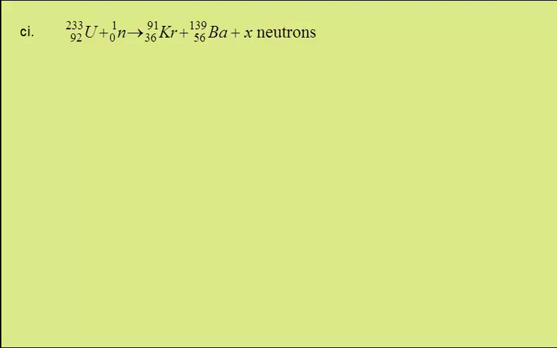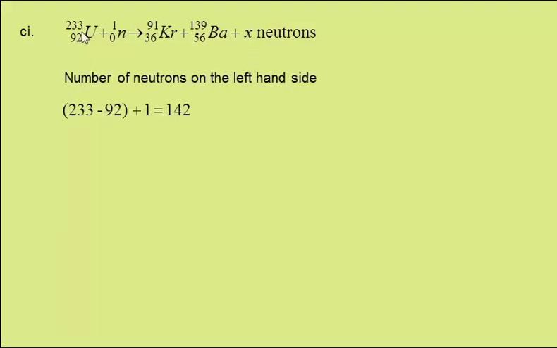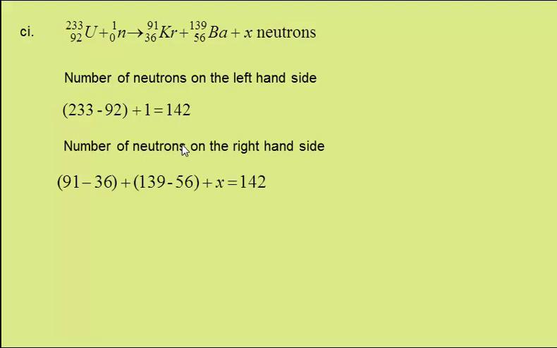In C, we have this typical fission reaction, and in part 1 we need to find the number of neutrons, x, given here. Well, the number of neutrons on the left-hand side is, for the uranium, we have 233 of the atomic mass minus the 92 protons, that's shown here. There's one extra neutron here, so we have 142 neutrons on the left-hand side. We must have 142 neutrons on the right-hand side.